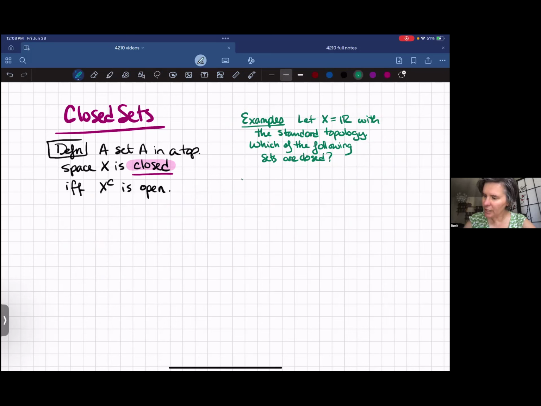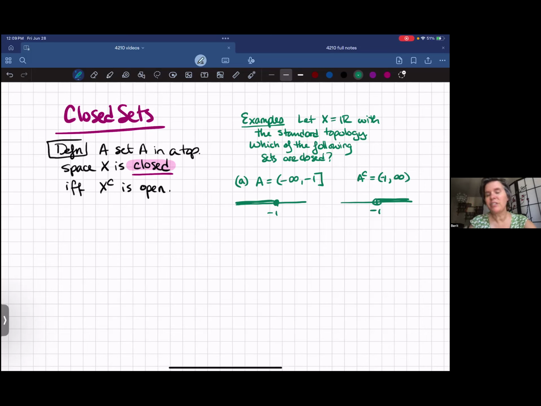Okay. So let's start with the set capital A, which I will call negative infinity to negative 1 closed. On a number line, this looks like everything less than or equal to negative 1. So by the definition of closed, we would just have to look at A complement. What is the complement of A? Well, that would be everything from negative 1 and above. In the complement, negative 1 is not included because negative 1 is included in A. So A complement looks like this.